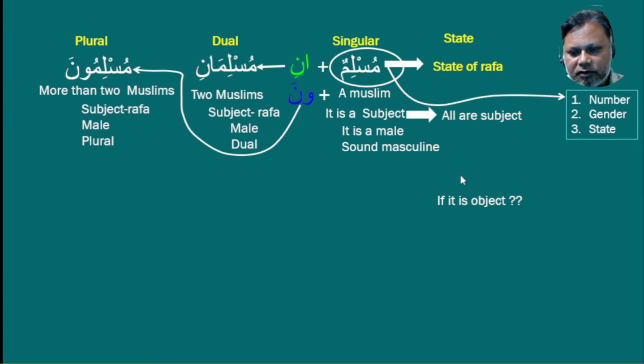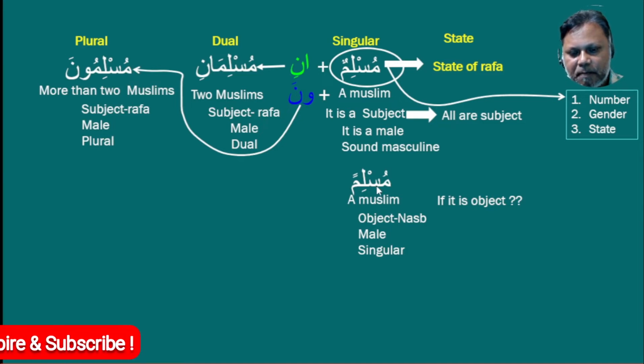Now if we want to see the object of this noun, then it will be Musliman, because this fatha indicates the object. This means also a Muslim, and it indicates that it is the object, a nasab state, and it is male and it is a singular number as well.